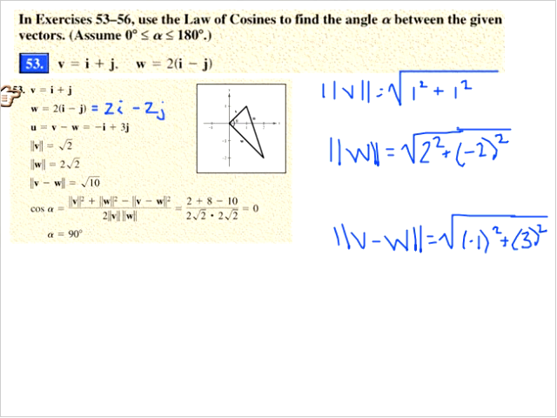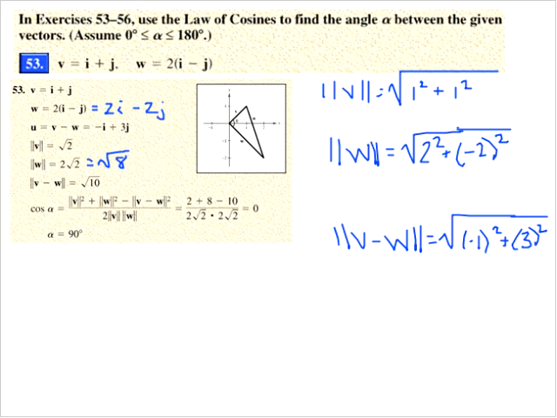All right, let's find the magnitudes of each of these. So we have i plus j, so that's the point 1, 1. So 1 squared plus 1 squared is the square root of 2 for v, the magnitude of v. For w, we have 2i minus 2j. So that's 4 plus 4, so that's the square root of 8. And I'm just going to leave it as the square root of 8 for now.